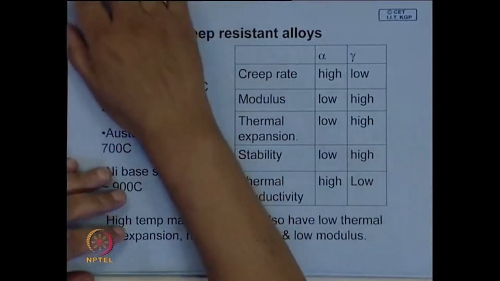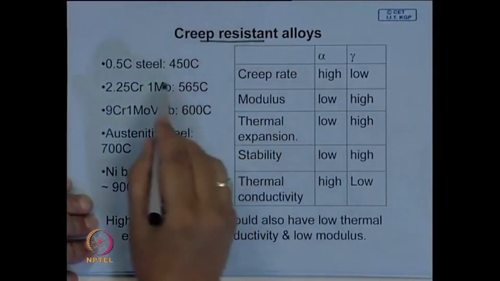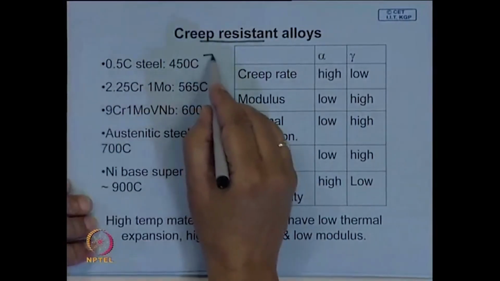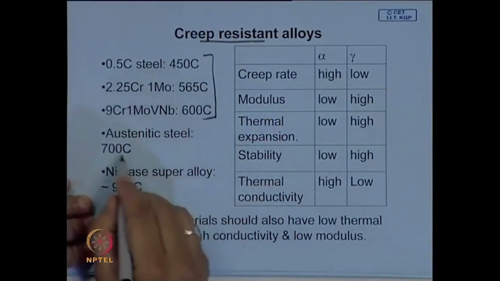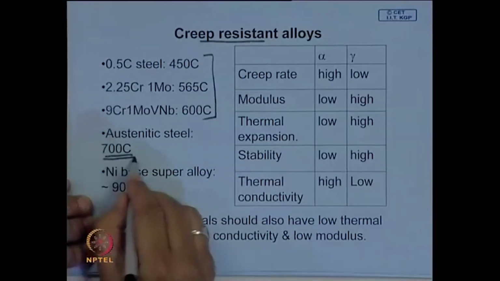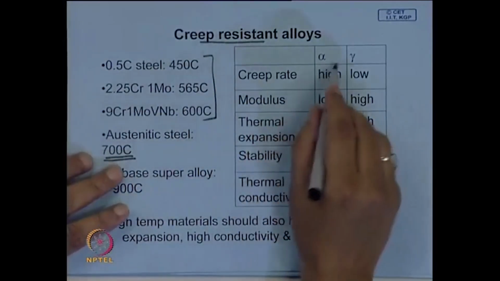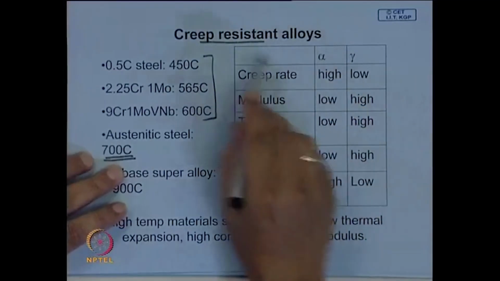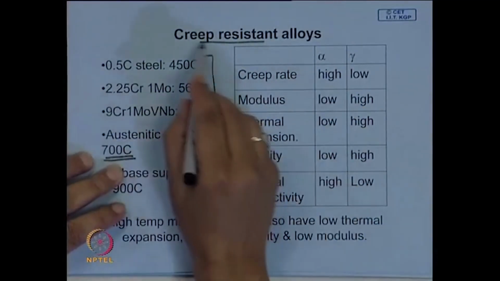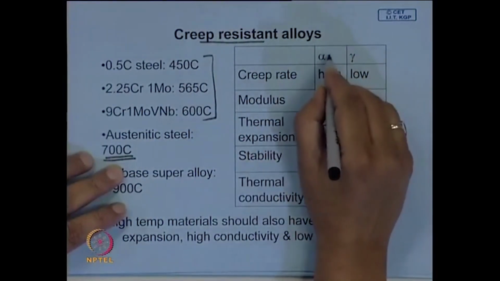Now, a quick look back. Last class we talked about creep resistant materials, and the bulk of these are polycrystalline. These are the materials which are used, and austenitic steel also has potential as a creep resistant material. As far as steels are concerned, this table gives you a comparison of the high temperature or creep resistance of alloys depending on their crystal structure.